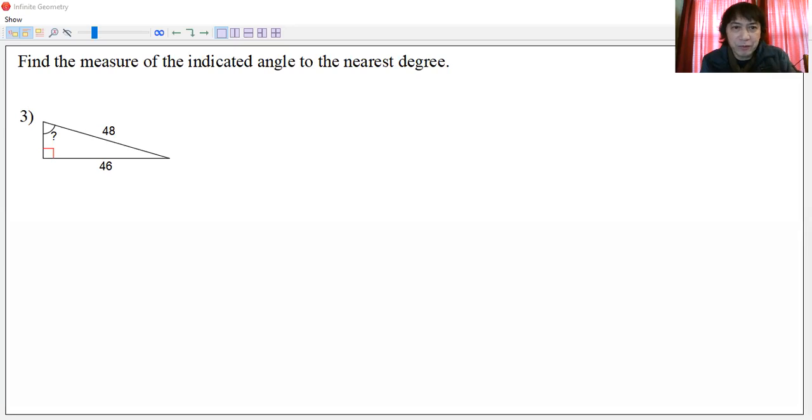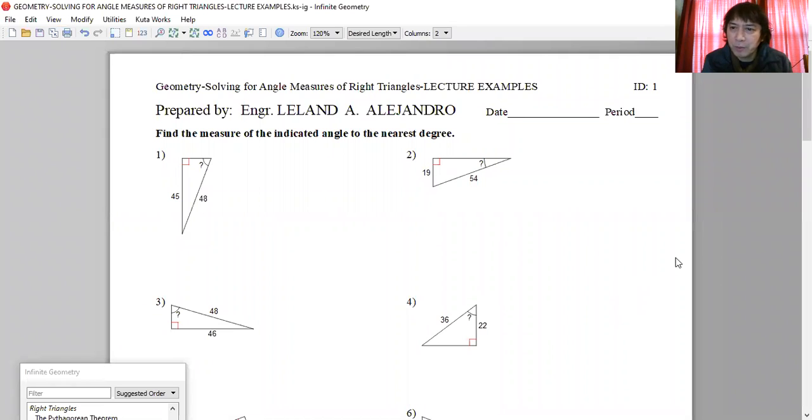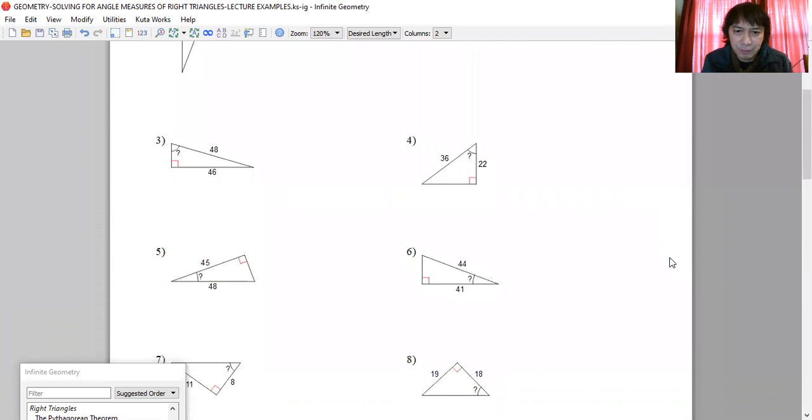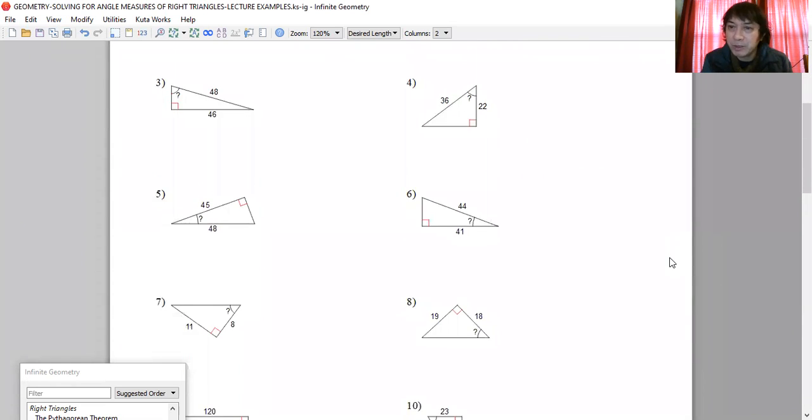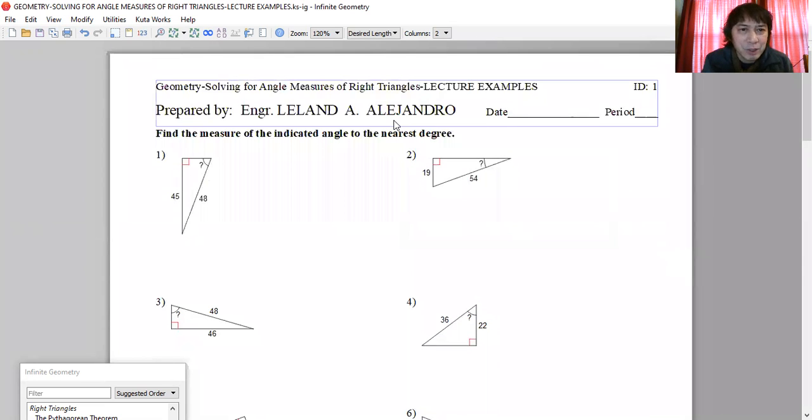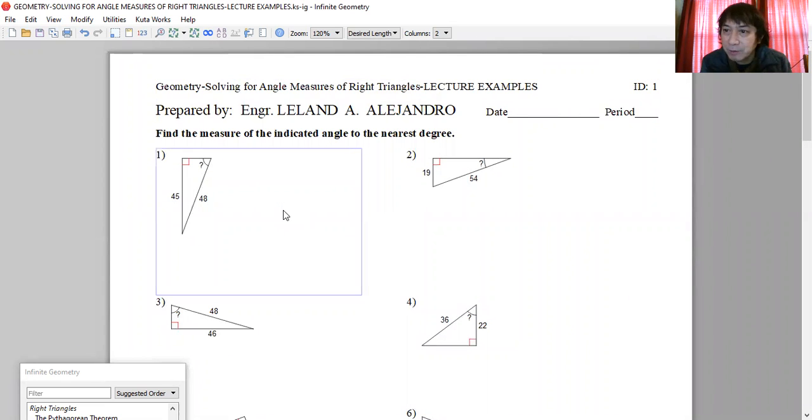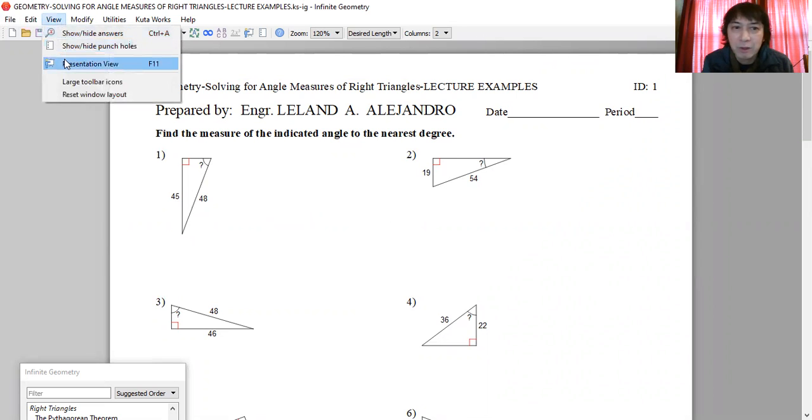Okay, let us begin with the first number, and let's see how many we're going to do here. Okay, so we have about 10 numbers. So this is solving for angle measures of right triangles. So before we begin the solution, let us have a little bit of the concept.